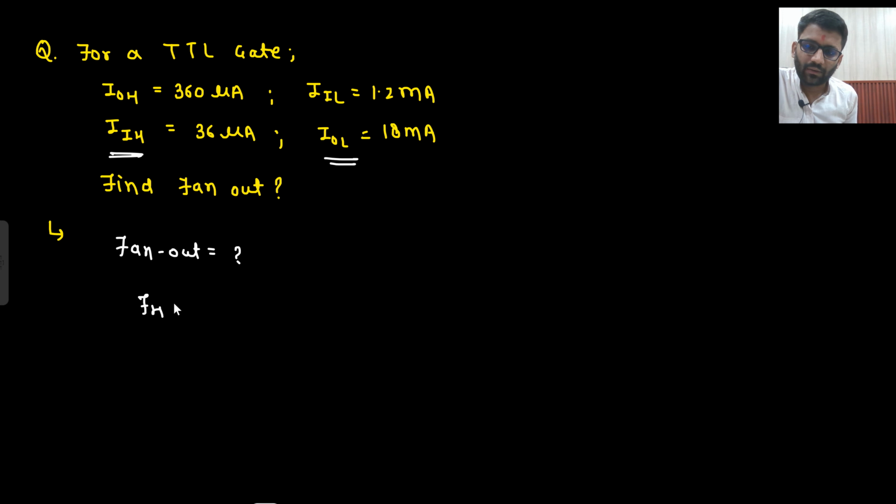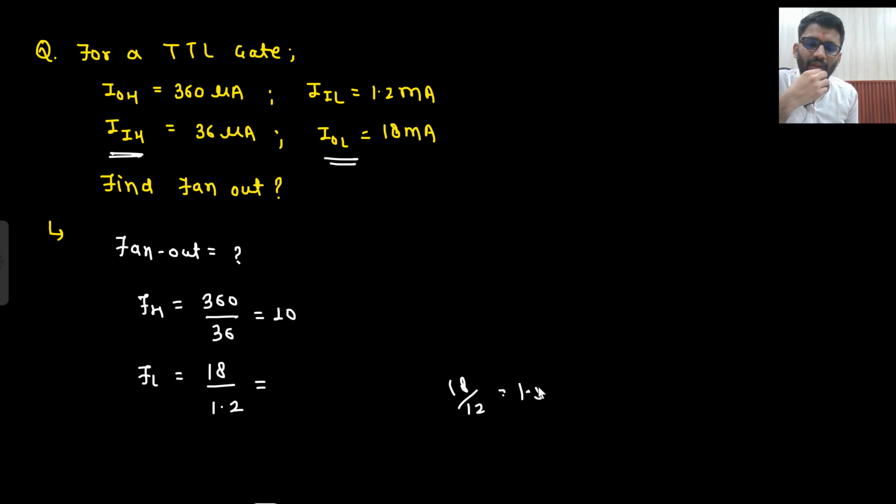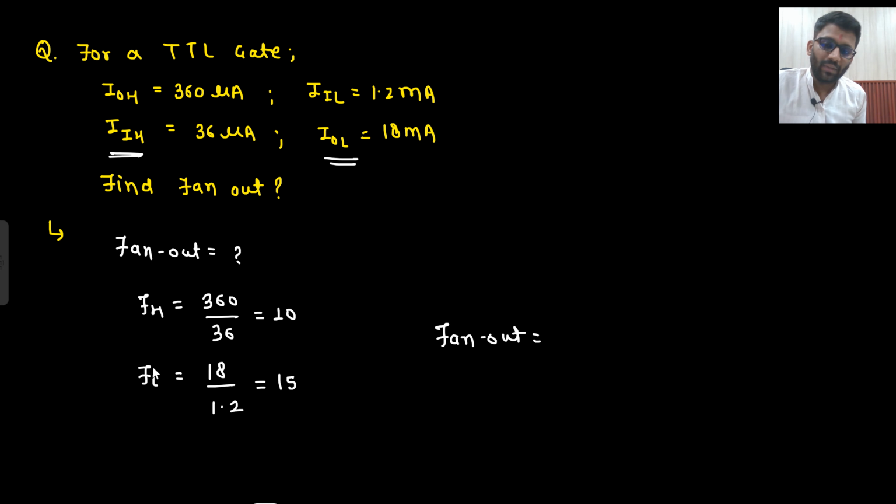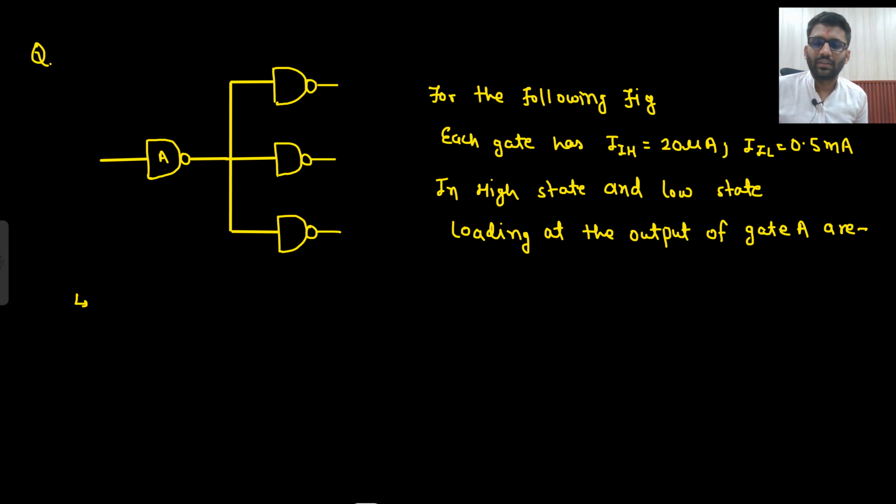First I am finding fan out high. 360 divided by 36, that would be 10. And what would be fan out low? It can take maximum of 18 milliampere. 18 by 12, 1.5, so it is 15. So what will be my final fan out? Fan out will be the minimum value of these two. That would be 10. Very straightforward question, very straightforward concept.